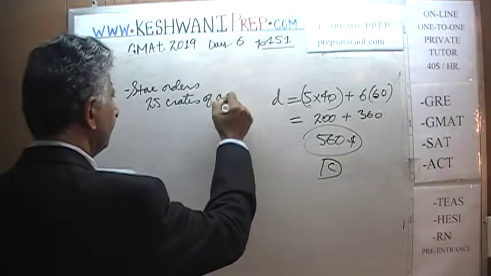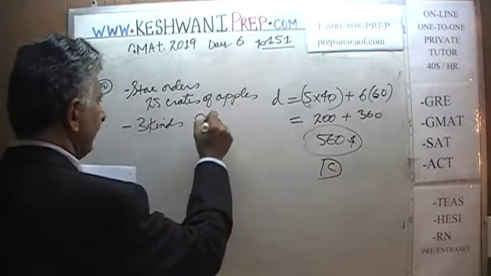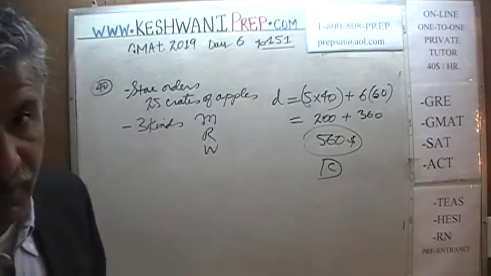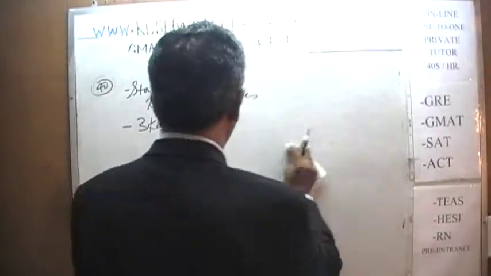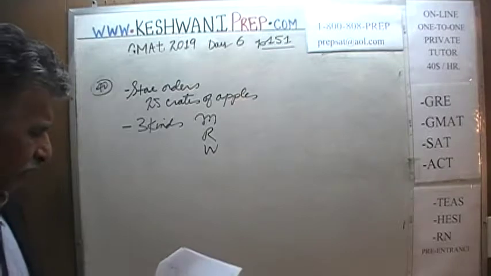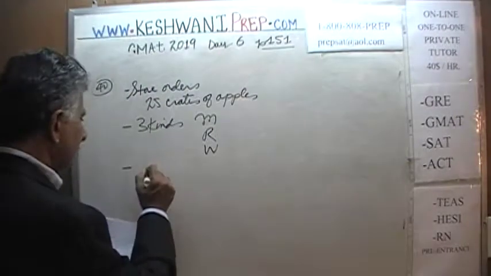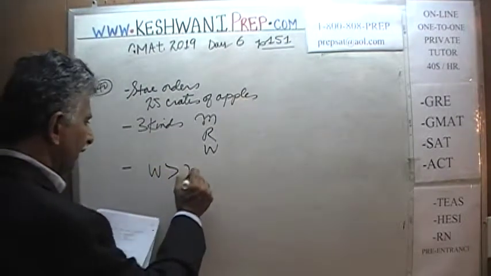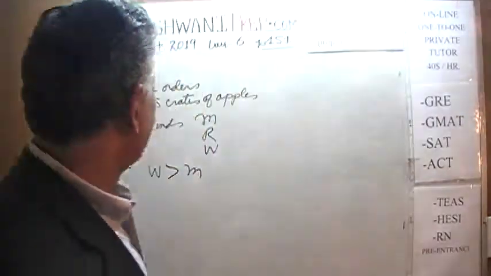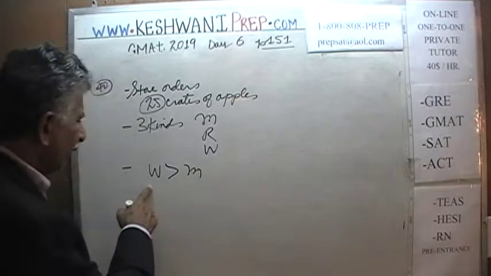25 crates of apples. There are 3 different kinds: Macintosh, Rome, and Winesap. I have no idea what that is, but that's what it is. What they are really doesn't matter to us. The condition is that, based on their experience, they sell more of the Winesap than they do of Macintosh. So when they place the order, they're going to place altogether 25 crates. But they want more of W than M.